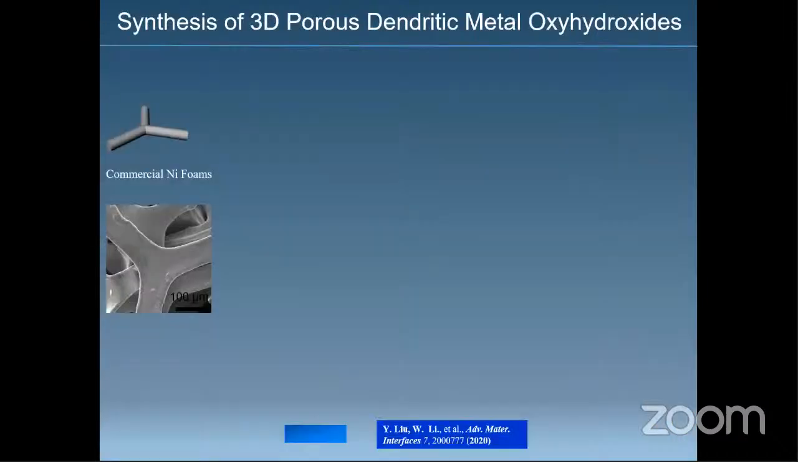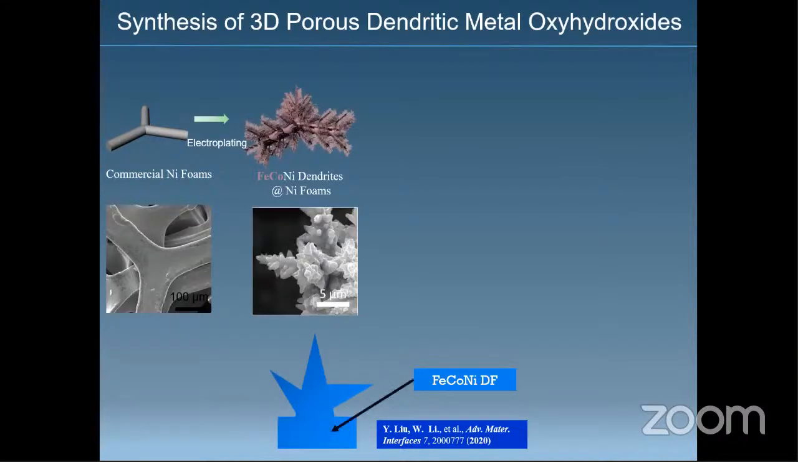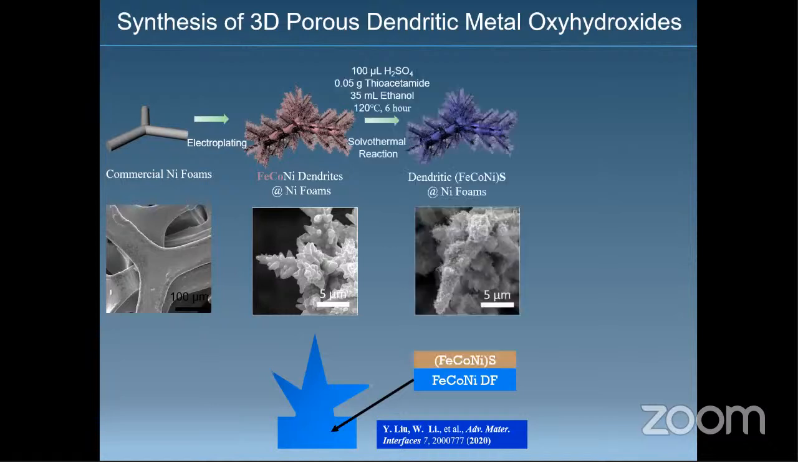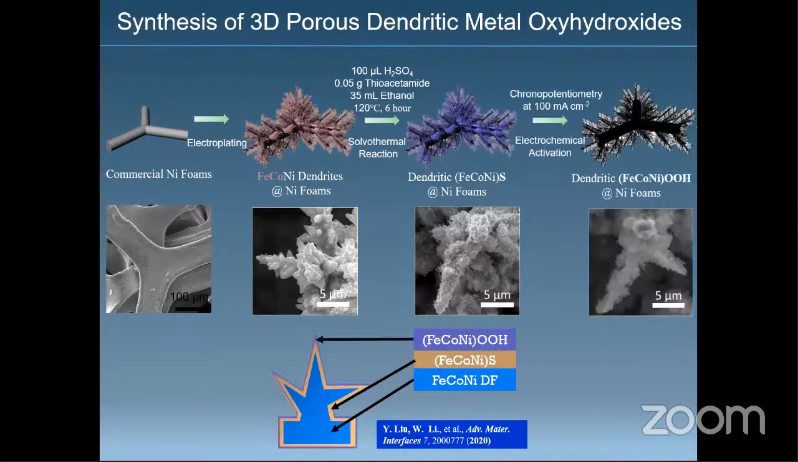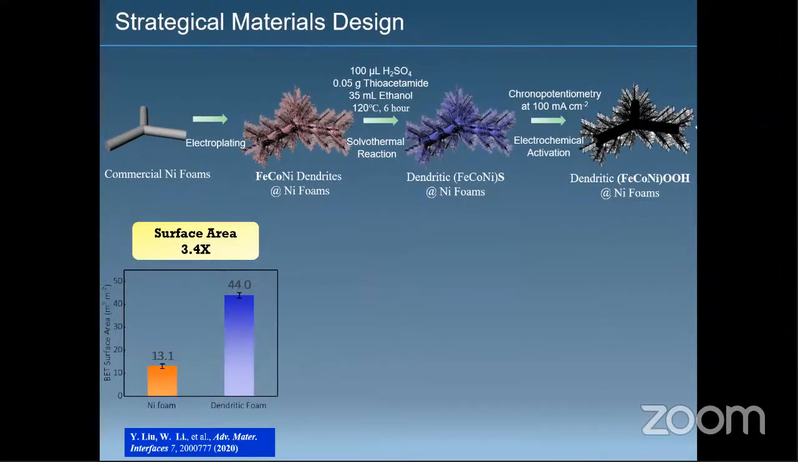Finally, we utilize our innovative dendritic nickel forms as water splitting catalysts. First, we electroplate ferrite, cobalt, nickel dendrites on the nickel forms, followed by sulfurizing the outer surface to be sulfides. Then, the shell of the sulfides was further electrochemically converted to oxyhydroxides, which are the active materials for water splitting OER catalysts. Our synthesis approach shows several advantages over other conventional methods.